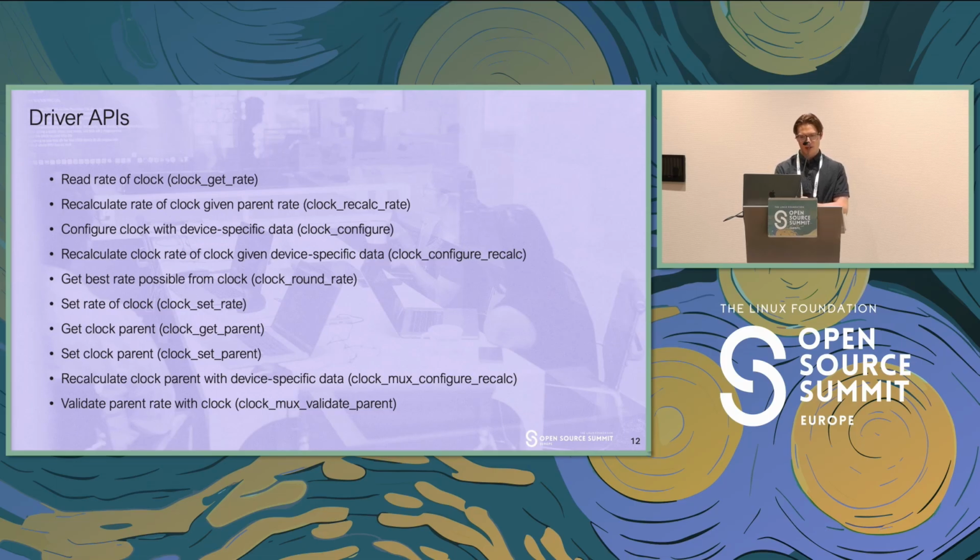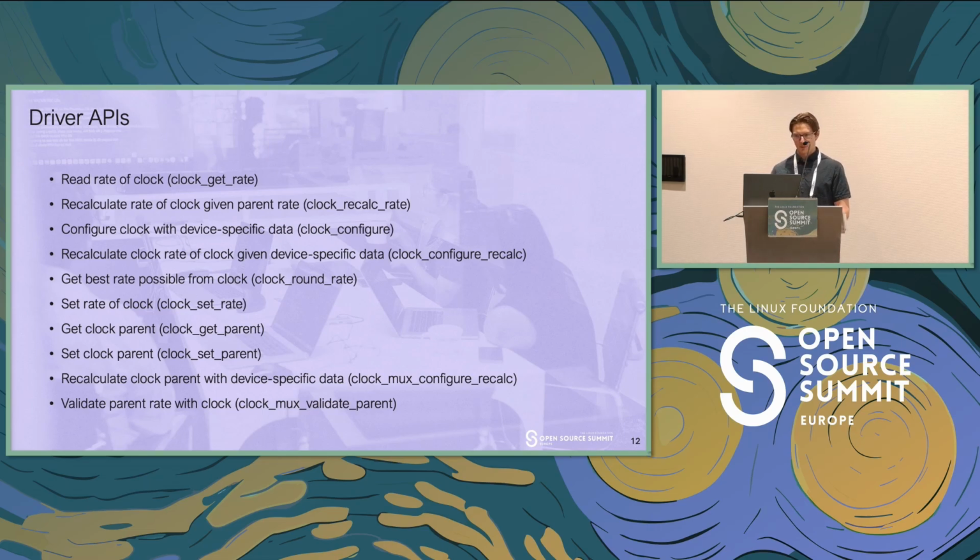We need the ability to ask a multiplexer, which parent are you actively using? And we need the ability to tell a clock, please select this parent. And then these last few, also for multiplexers, we need the ability to ask a multiplexer, you're getting a void pointer, which parent are you going to use after this? And we need to be able to specifically check with a multiplexer to make sure it can accept a rate.